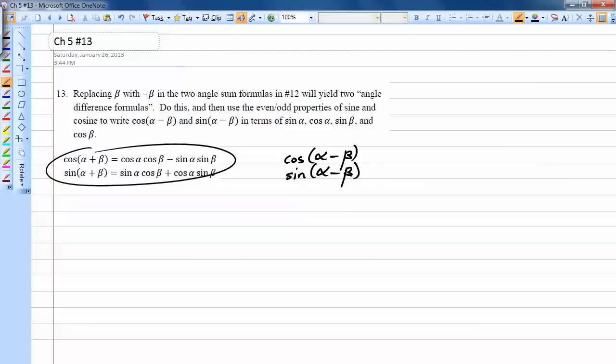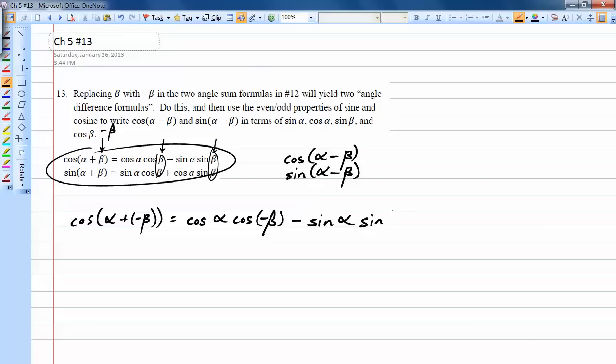The way to get those two things is, instead of writing beta here, I'm going to replace them all with negative beta and see what happens. Anywhere that beta appears, this becomes negative beta, these become negative beta here also. So I get cosine of alpha plus a negative beta, which is just going to become cosine of alpha minus beta. I get cos alpha, cos negative beta, put those in parentheses, minus sine alpha, sine negative beta. Now, if I simplify this, I get what I wanted in the first place.